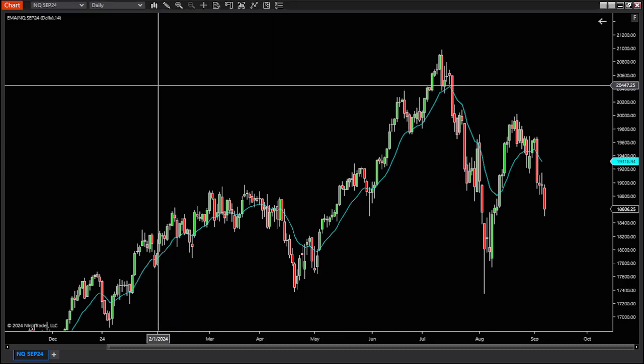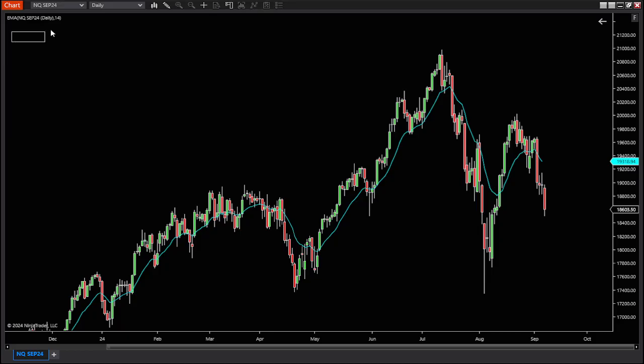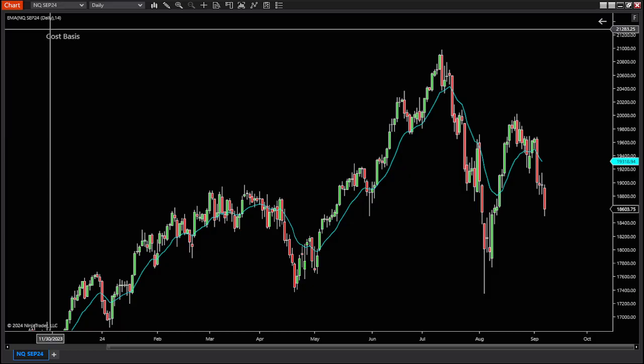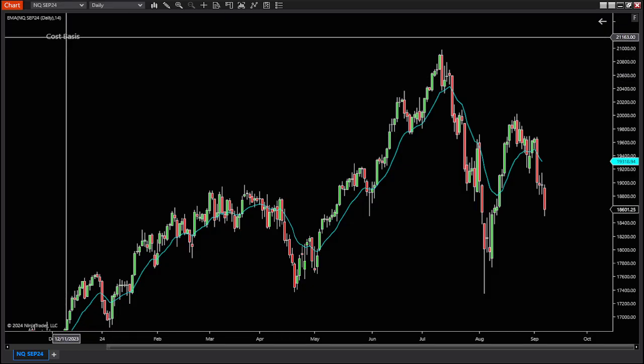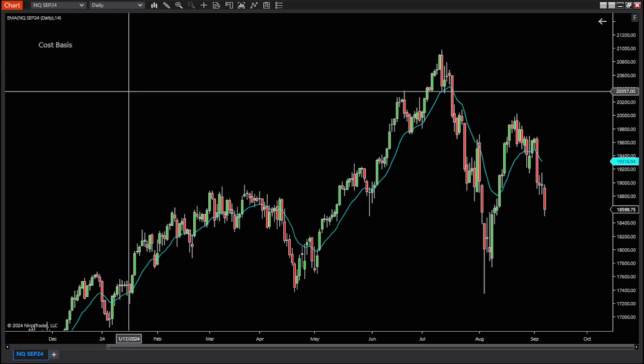We're gonna go over cost basis. Cost basis is more or less a theory. It was something that I noticed back in 2022, where we were accumulating.